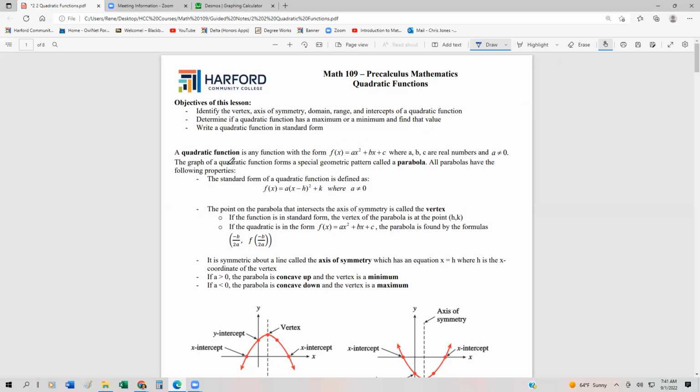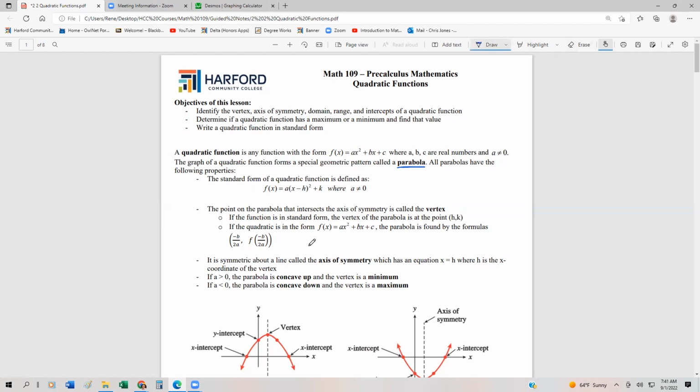Now, the quadratic function has a special geometric pattern. It's called a parabola. Parabolas are basically U-shapes, and we're going to see this later. But this is essentially a really basic graph of what a parabola might look like. All parabolas can be written in this standard form, and we're going to see later how we can do that. So one of the things we're going to do is write things in that form.